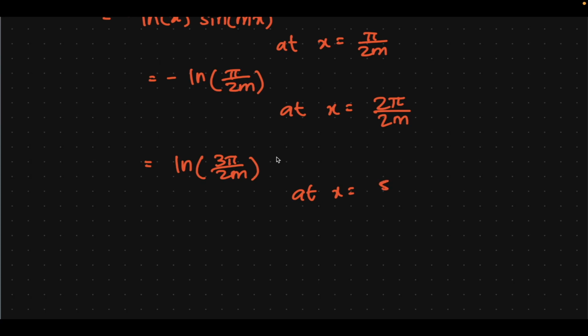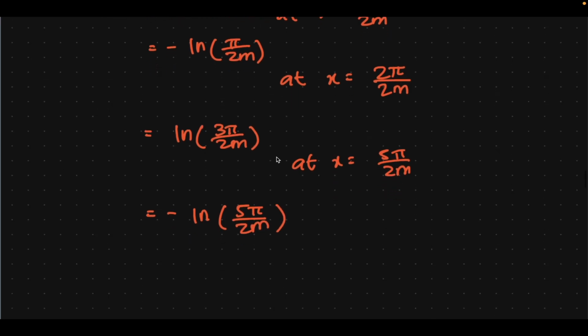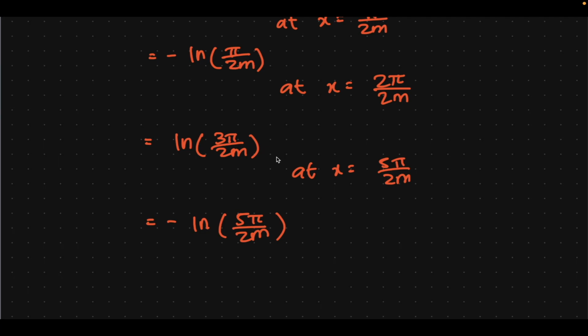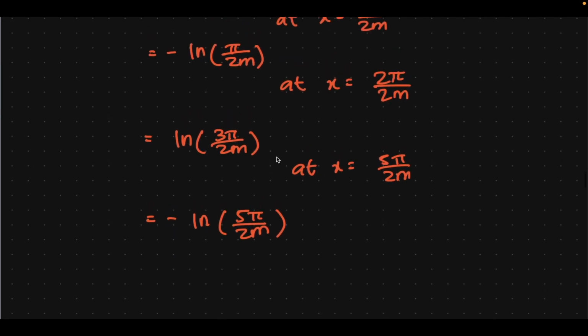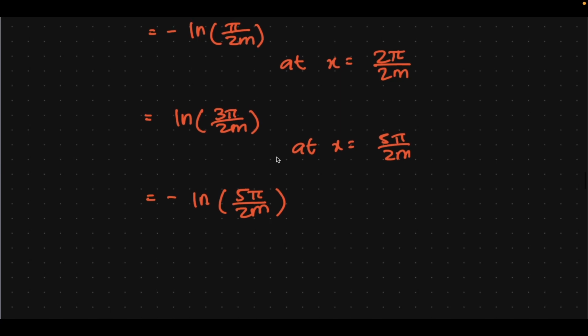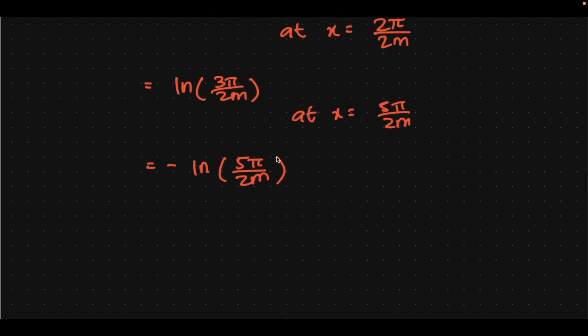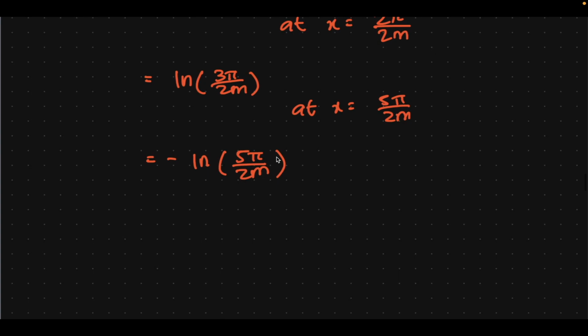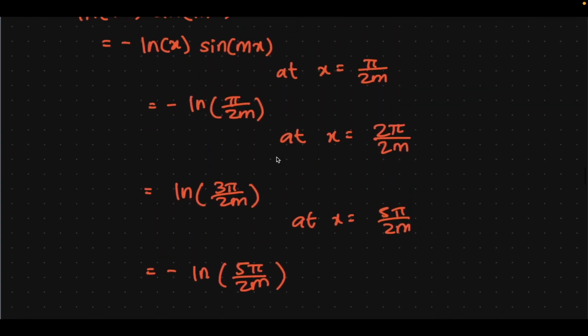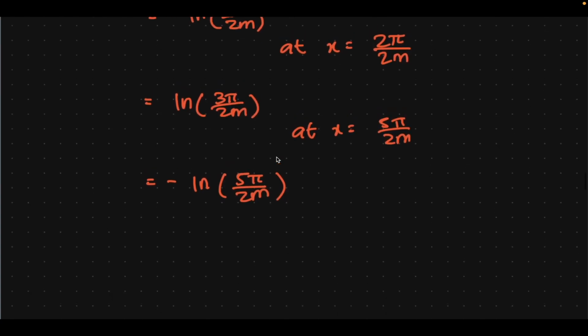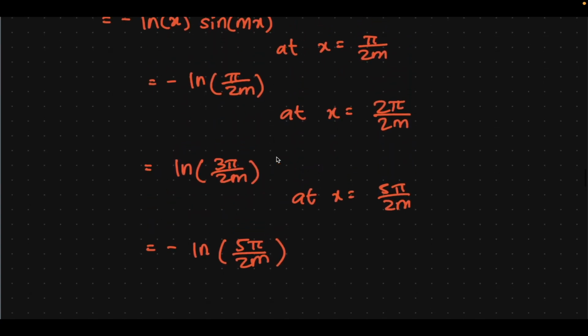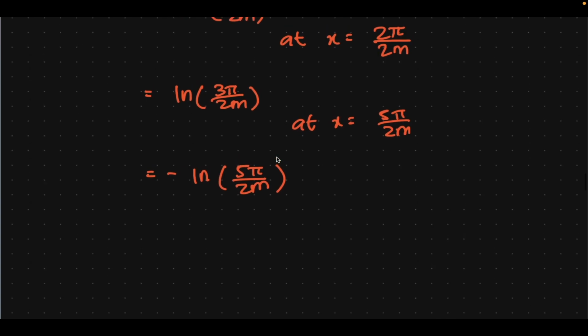At x equals 5 pi over 2m, we're going to get natural log of 5 pi over 2m with a minus. And since the natural log is an increasing function, 5 pi over 2m will be greater than 3 pi over 2m and pi over 2m respectively, even when we take the natural log. And this is one cycle, right? This cycle is a 2 pi over m cycle. So you notice there are more negatives than positives every cycle.